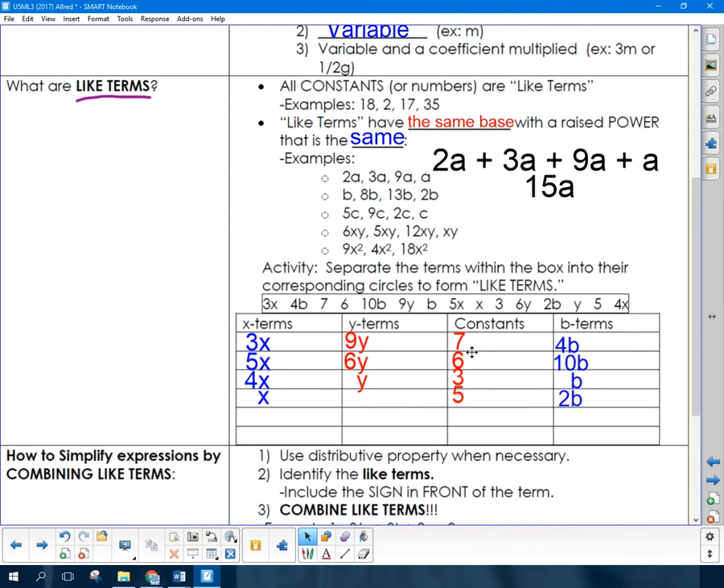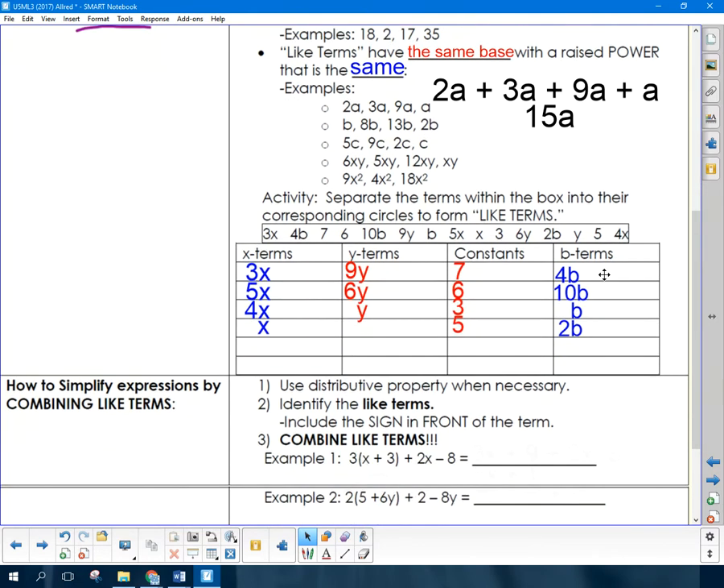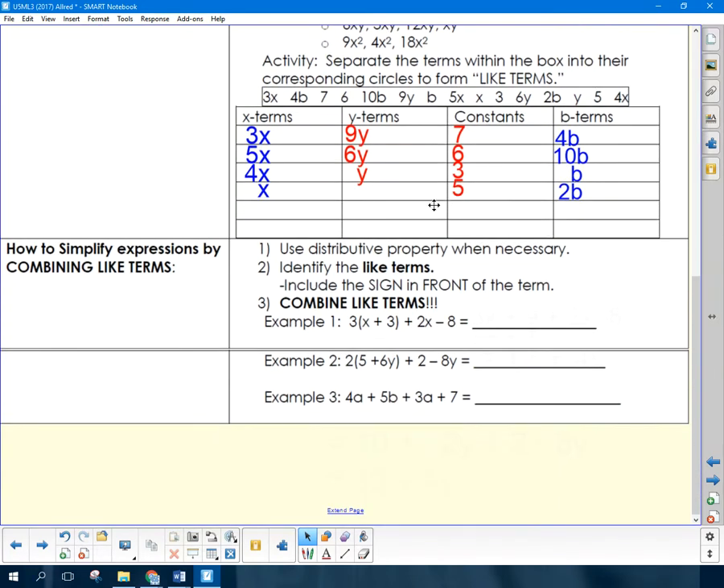1, 2, 3, 4, 5, 6, 7, 8, 9, 10, 11, 12, 13, 14, 15. So I found all 15 terms, put them in my chart: x terms, y terms, constants, and b terms. Okay? That's great. If you know how to separate the like terms, then you should be able to combine the like terms.